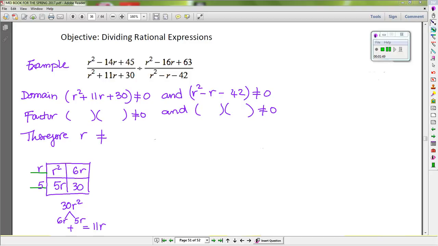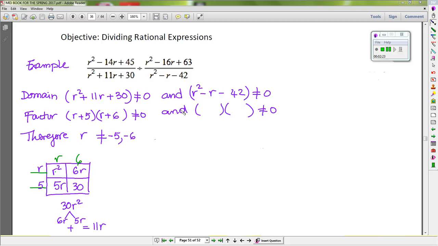Let's move on to the columns. I'm going to take the term inside divided by the common factor outside. So r squared divided by r should be r. 6r divided by r, so that should be 6. Therefore our two factors should be r plus 5 and r plus 6. So we can conclude that r cannot equal negative 5 or negative 6, the opposites.